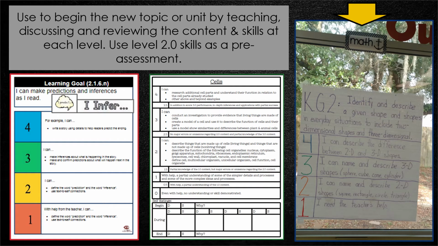Notice how these examples each articulate the progression of learning skills from a 1.0 to a 4.0. Instructionally, these are powerful in helping teachers and students understand where they are at in the progression of this learning. Teachers might use questions related to the level 2 skills as a pre-assessment to gauge where a student is starting at.